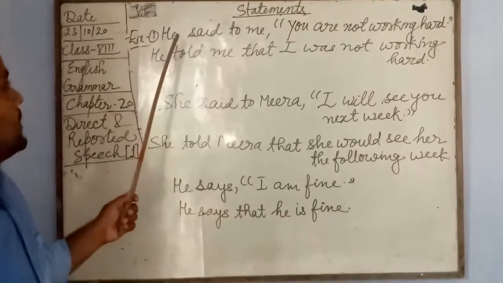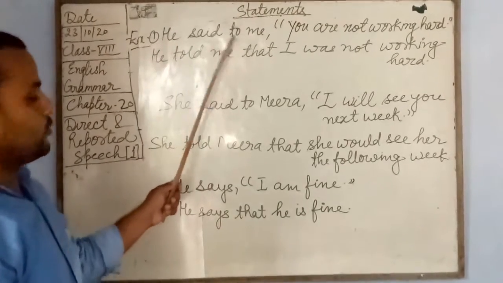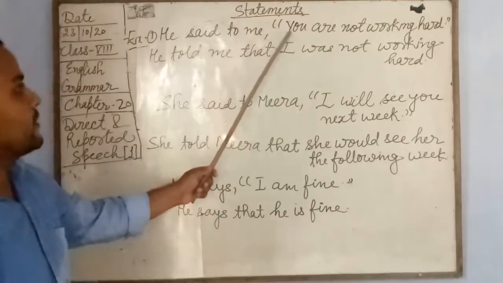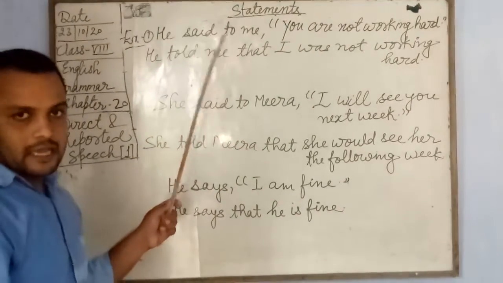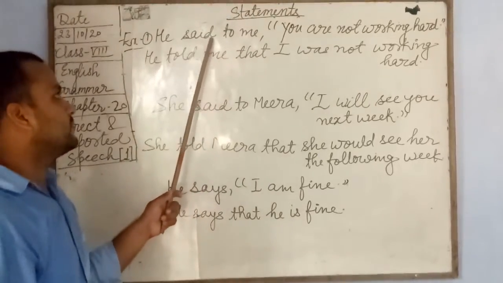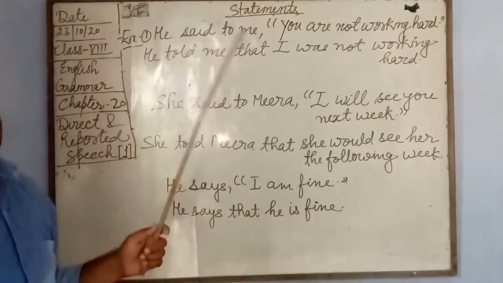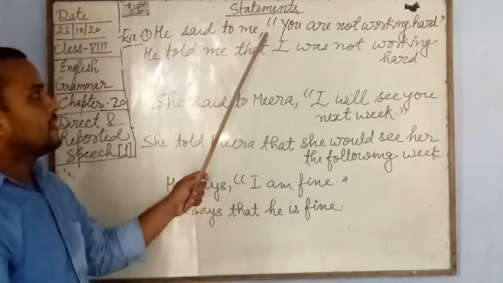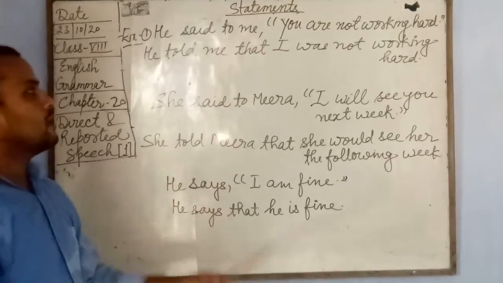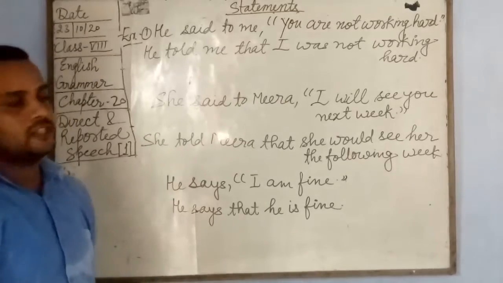Students, now see some examples. He said to me, "You are not working hard." I have just told you that if the reporting verb is "said to," then it will be changed into "told." He told me. We remove the inverted commas and we add "that" here.